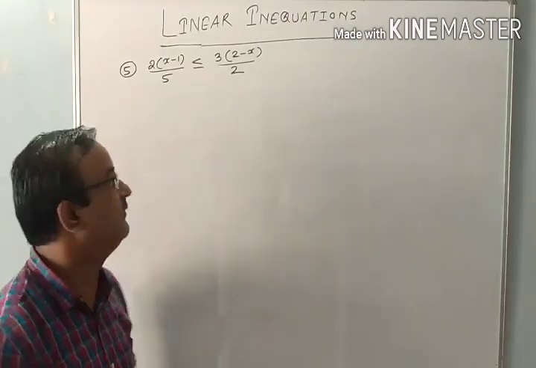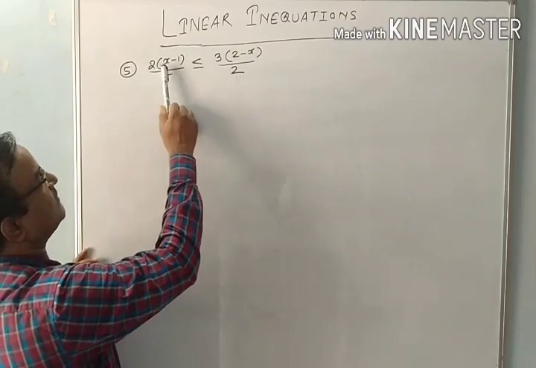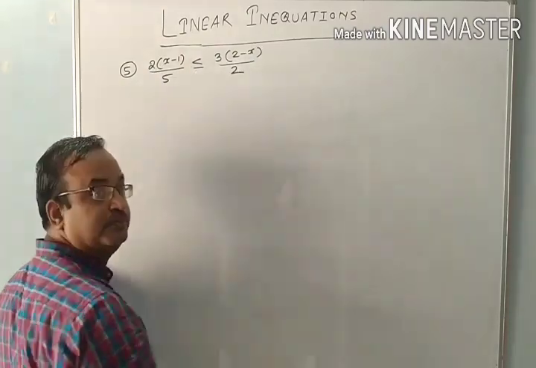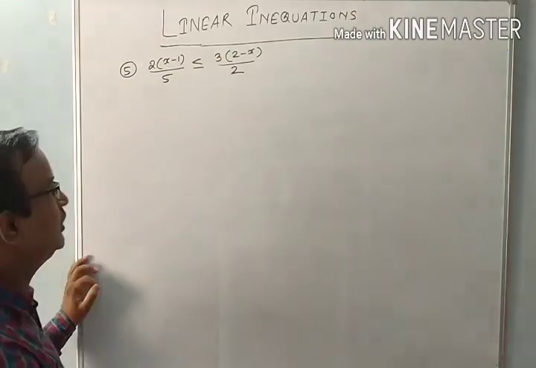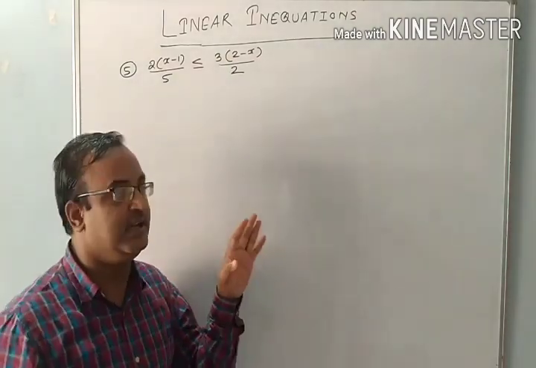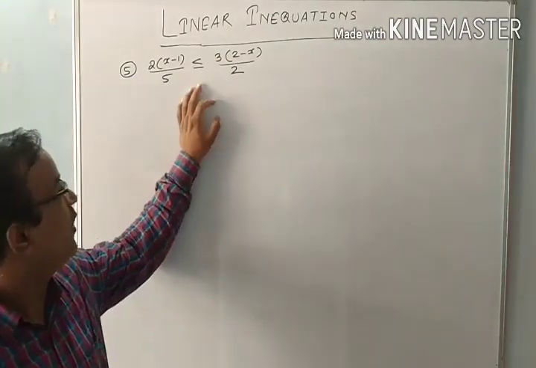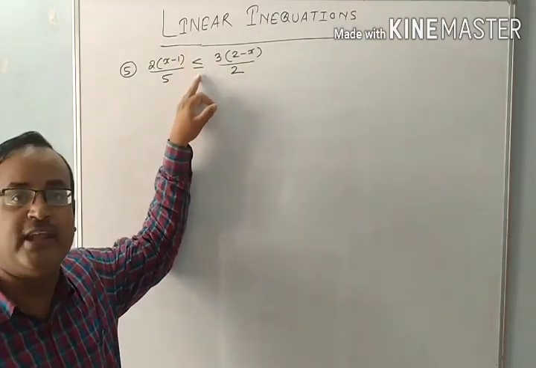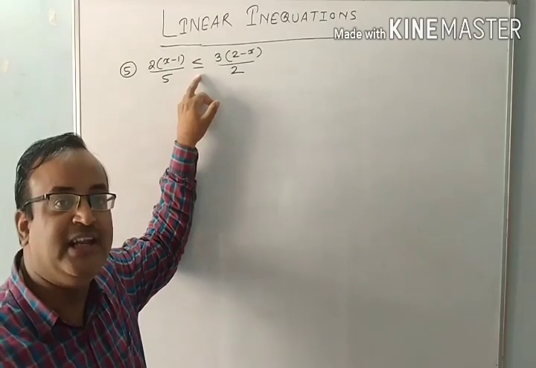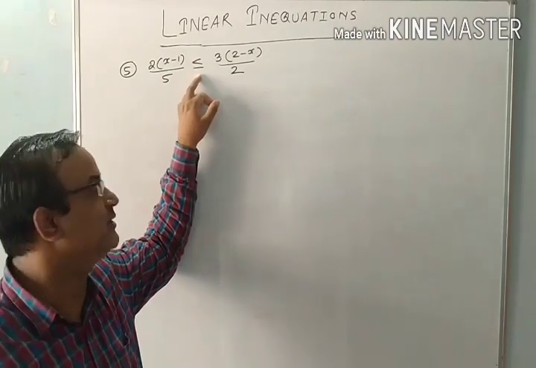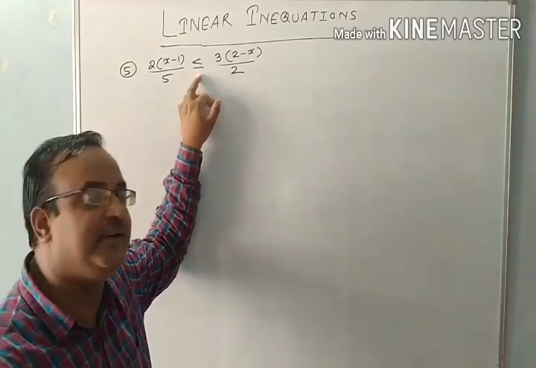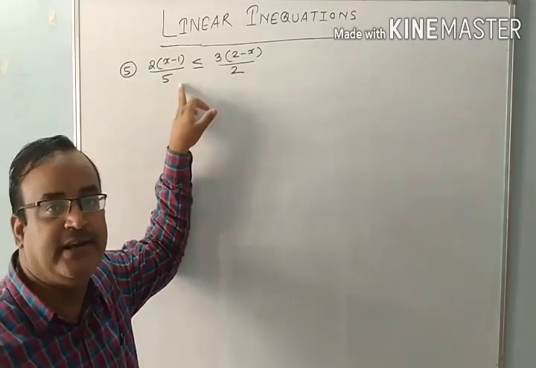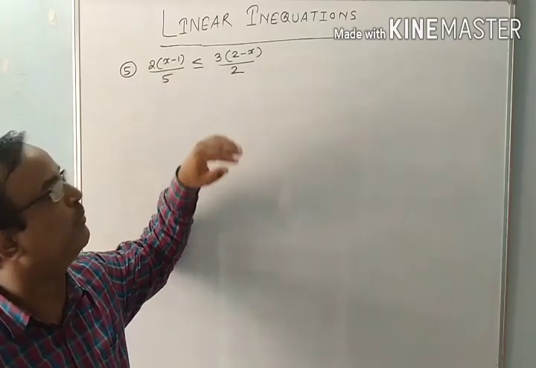Now question number 5: 2 into (x minus 1) by 5 is less than or equal to 3 into (2 minus x) by 2. Now we have to solve it for x. In the given problem, the equal sign is not given here. It is not a linear equation, it is a linear inequation, so we will solve it by a different method. First of all we take the LCM of 5 and 2, which is 10, so we multiply by 10 on both sides.